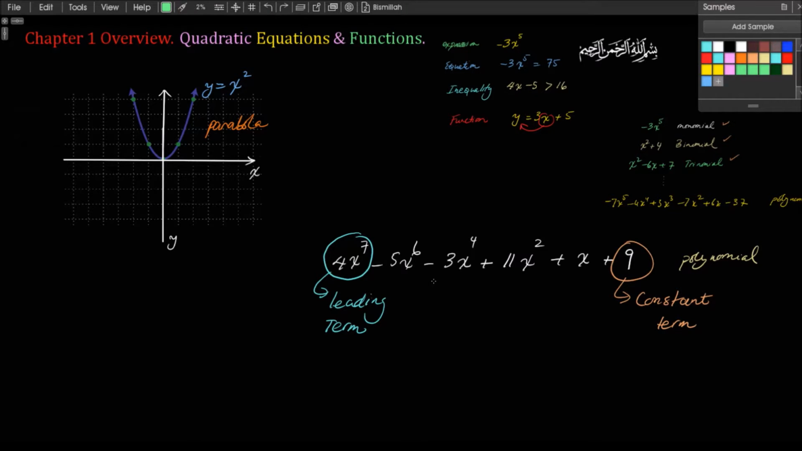Now, if you look at an individual term, for example, like over here, the number before the variable, that's called the coefficient. So the coefficient of x to the sixth term is -5. And the coefficient of the leading term is 4. In fact, the coefficient of the leading term is given a special name. That's called the leading coefficient.